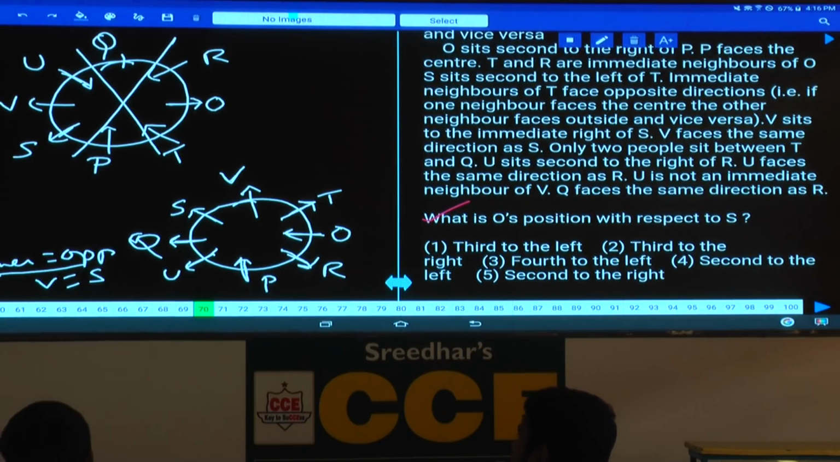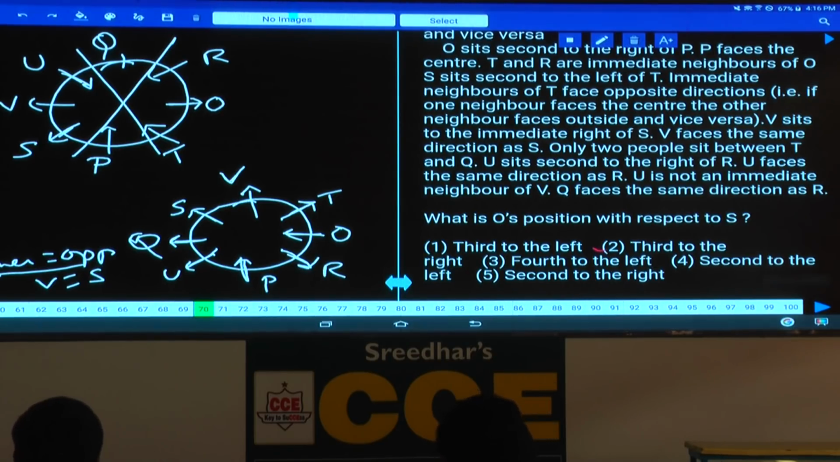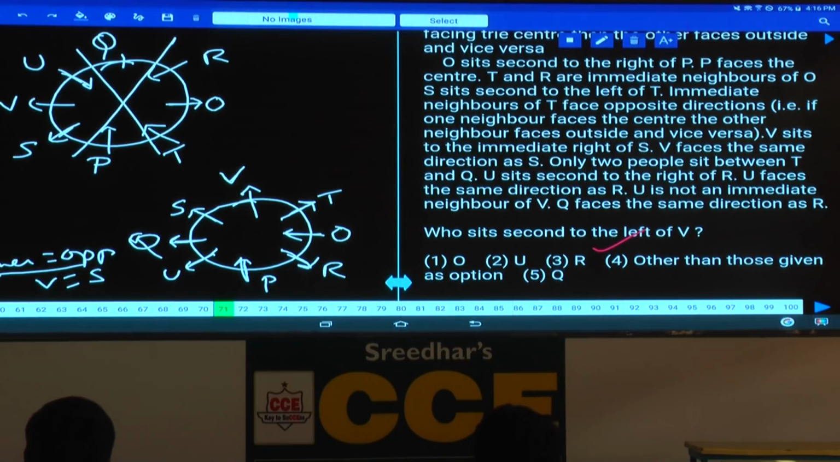Then question number 70. What is O's position with respect to S? O is south to the right of S. South to the right of S is given in choice 2. Question number 70, choice 2 is the answer. Then 71. Who sits second to the left of V? Seated second to the left of V, that is Q, isn't it? Q is given in choice 5.